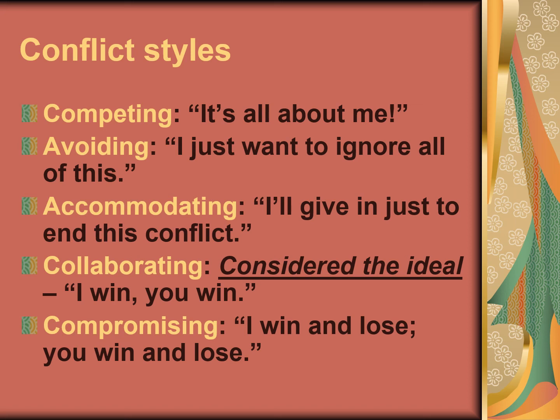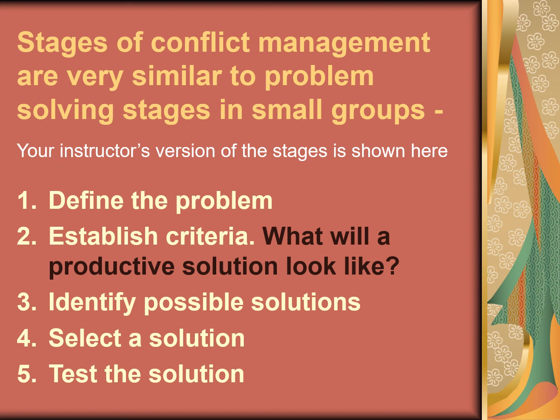Collaboration is considered the ideal, and really, if it's an important relationship and one that we value, we'll try really hard to achieve that collaboration. The stages in conflict management are really quite similar to the problem-solving stages that we talked about when we were discussing small groups, small teams. And these 5 steps in resolving a conflict are quite similar to what the textbook has, or maybe exactly like it.